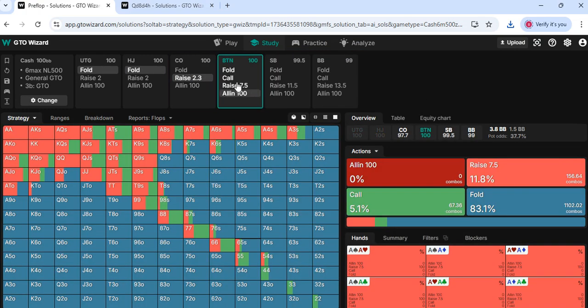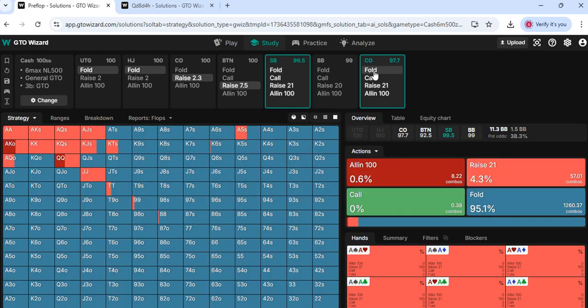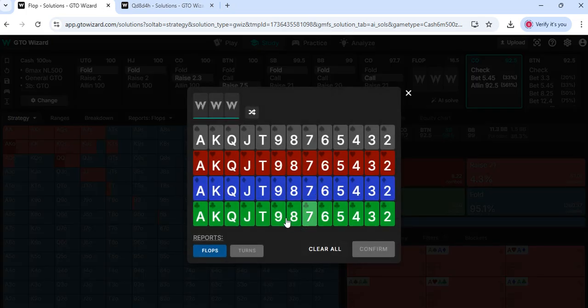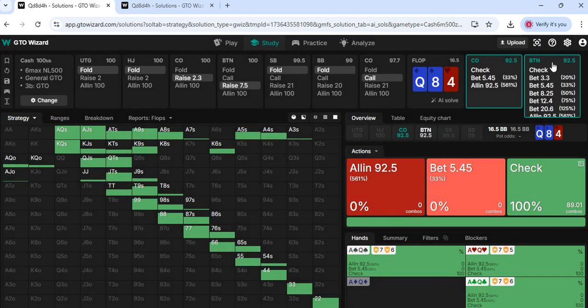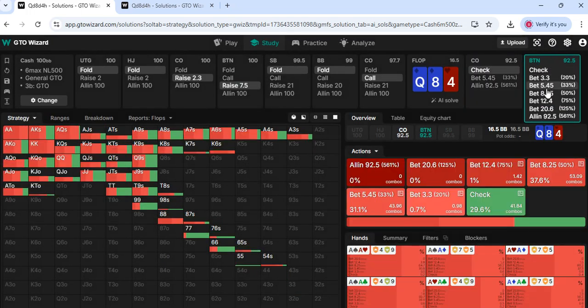Cutoff RFIs, we have our trusty King 10 of spades. We decide to 3-bet. Everyone else folds and the cutoff calls. The flop comes Queen of diamonds, 8 of diamonds, 4 of hearts. We know that this is a high frequency C-bet. Now a solver is using bet 33 and bet 50.